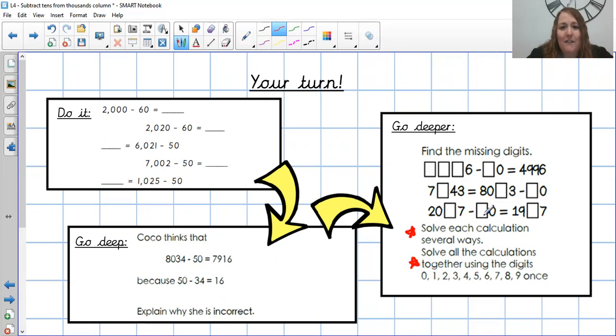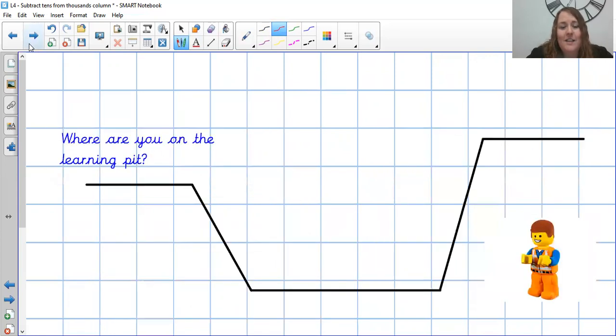Okay, excellent. Well done for having a go at that. Again, can't wait to see your photos. Here is our learning line again today, our learning pit. How do you feel today? How have you found our method today? Has it been easier? Has it been harder? Where do you think you are? And again, if you can jot that on your work when you send us the photos, it really helps us to see how well you found it.